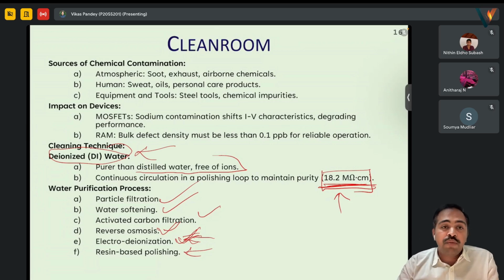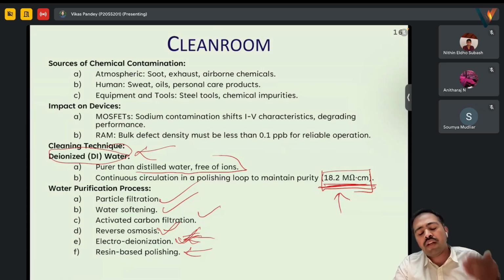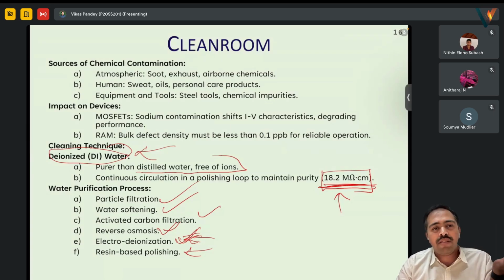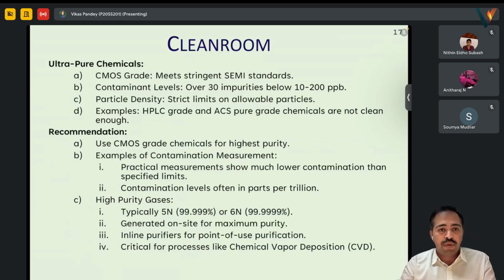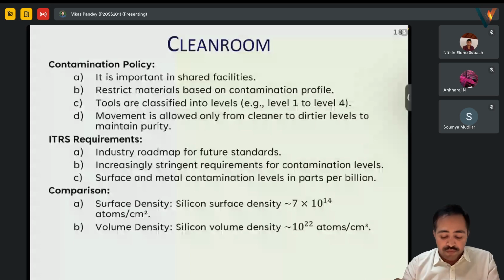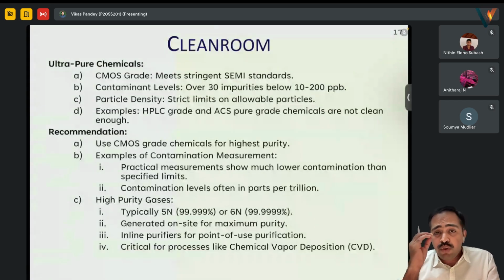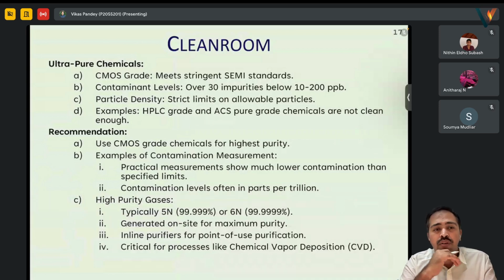The chemicals that we are using are also very pure. They are called ultra pure chemicals, very much costlier than the normal lab chemicals that you use. They are called CMOS grade or semiconductor grade, very pure quality. The contamination level is in the range of 100 to 200 ppb, parts per billion. So that is very, very pure.